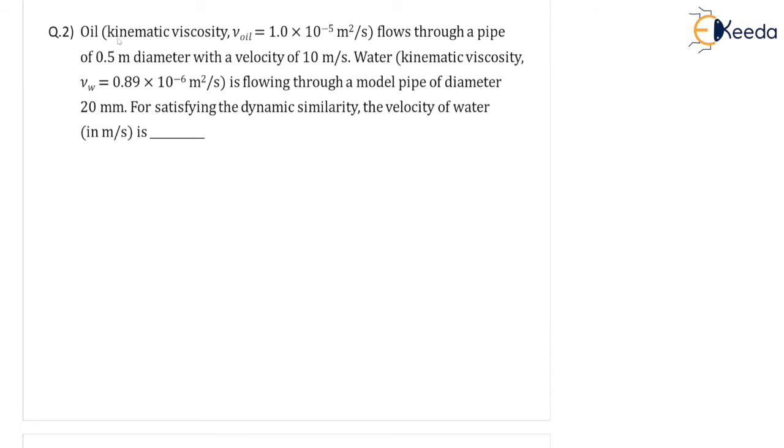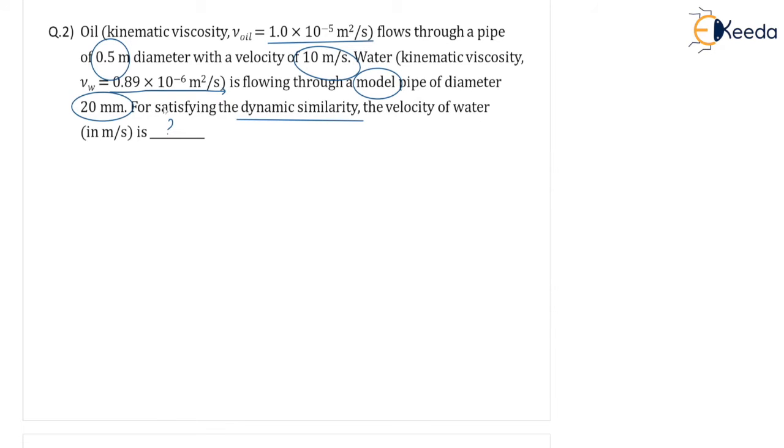As per the given question, oil having kinematic viscosity 1.0 × 10^-5 m²/s flows through a pipe of 0.5 meter diameter with a velocity of 10 meter per second. Water having kinematic viscosity 0.89 × 10^-6 m²/s is flowing through a model pipe of diameter 20 mm. For satisfying the dynamic similarity, you have to find the velocity of water in meter per second.